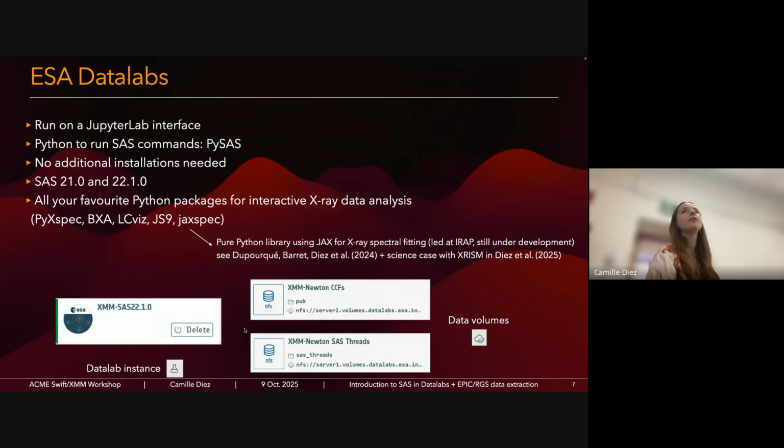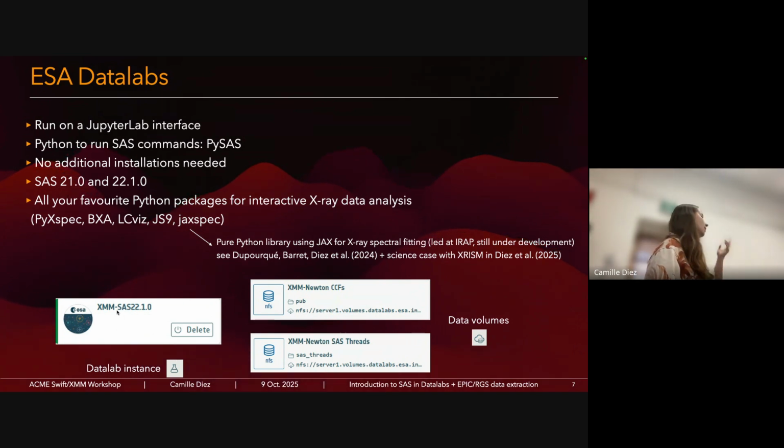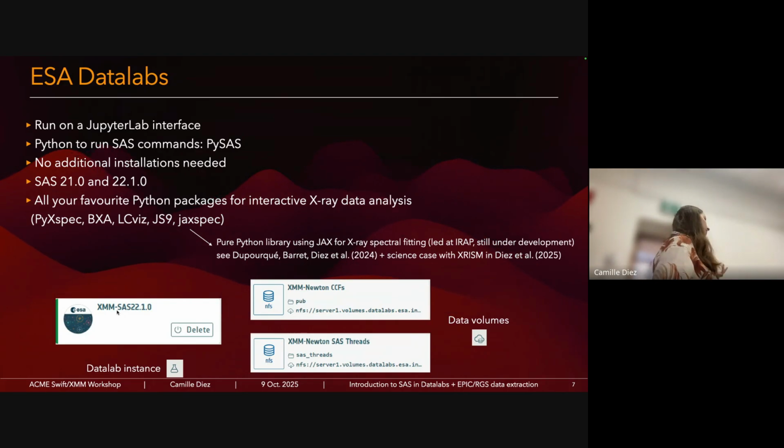So, once back to ESA Datalabs, once you are there, you will see these things. So here is the vocabulary that is linked to the ESA Datalabs. So this is called a Datalab instance. Here I'm showing SAS 22.1, but for example, if you work with other missions like JWST, Euclid, or any other missions, you will see in the list of the ESA Datalab instances all the other software you might be interested in.